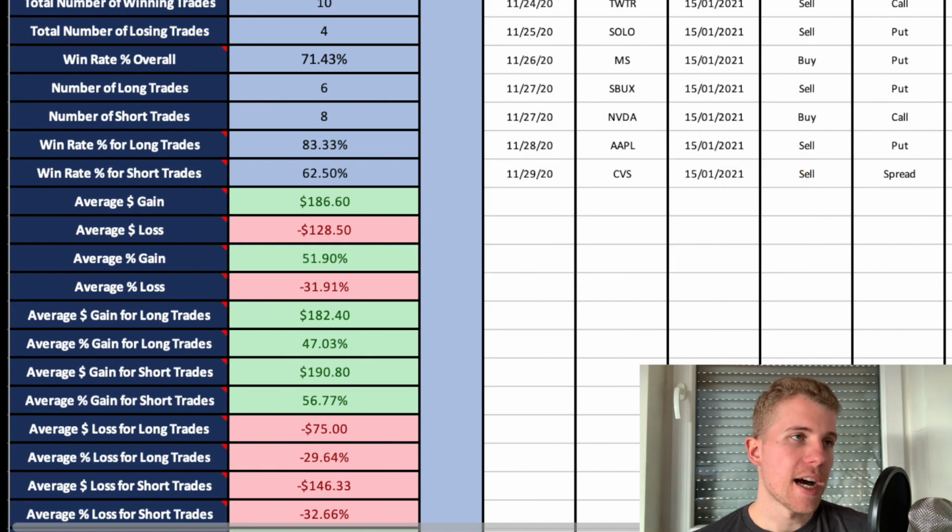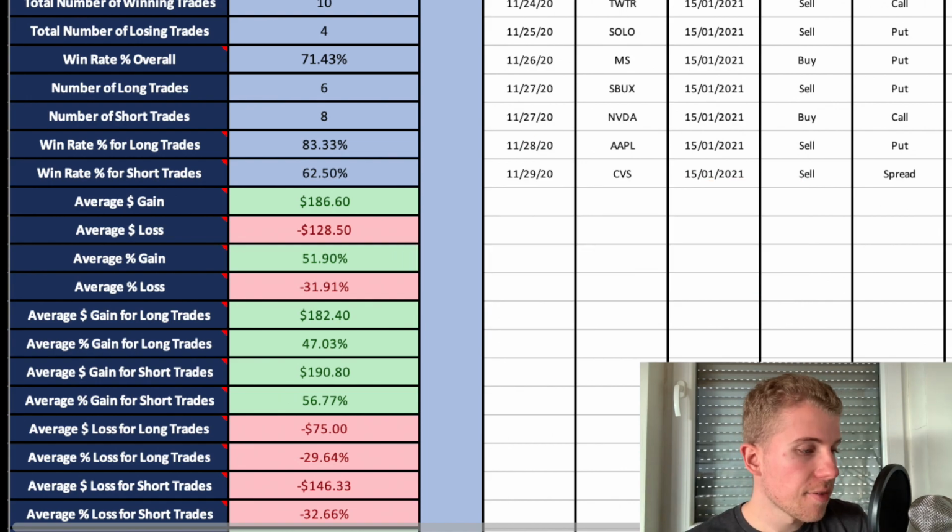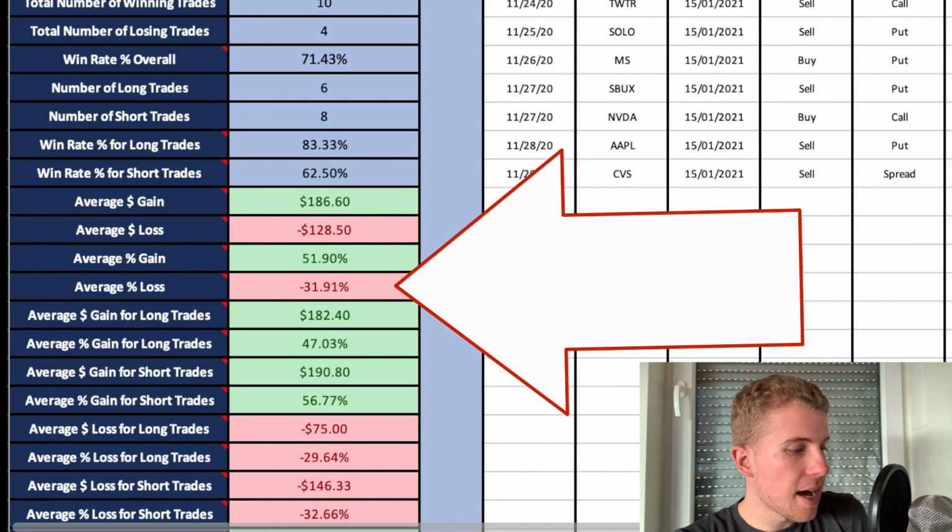And then after that, we have the average percentage gain, meaning that instead of talking in terms of dollars, we're talking in terms of percentage. You see that here the average percentage gain is 51%, meaning that, for example, if you buy an option at $1, on average you're going to win 51%, meaning that you're going to resell your option at $1.51. And the average percentage loss is exactly the same, except that here we're looking at the percentage loss that you have on average when you lose a trade, and you see that here it is almost 32%.